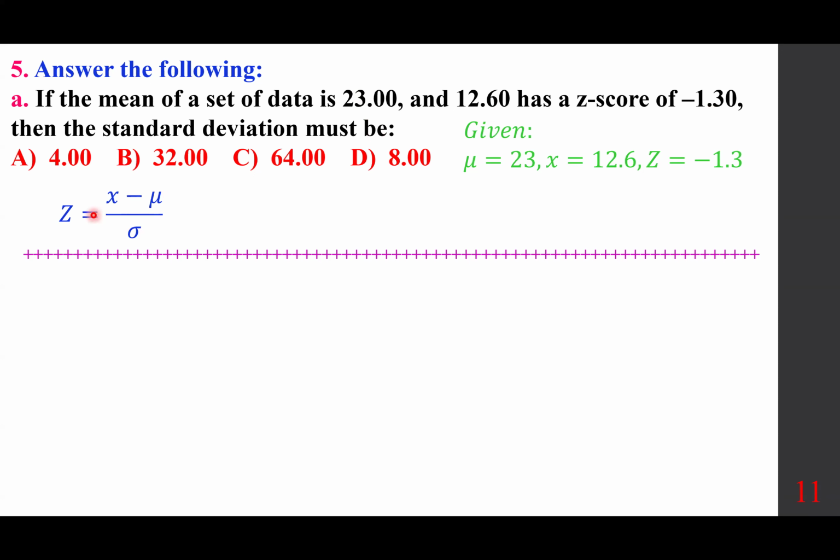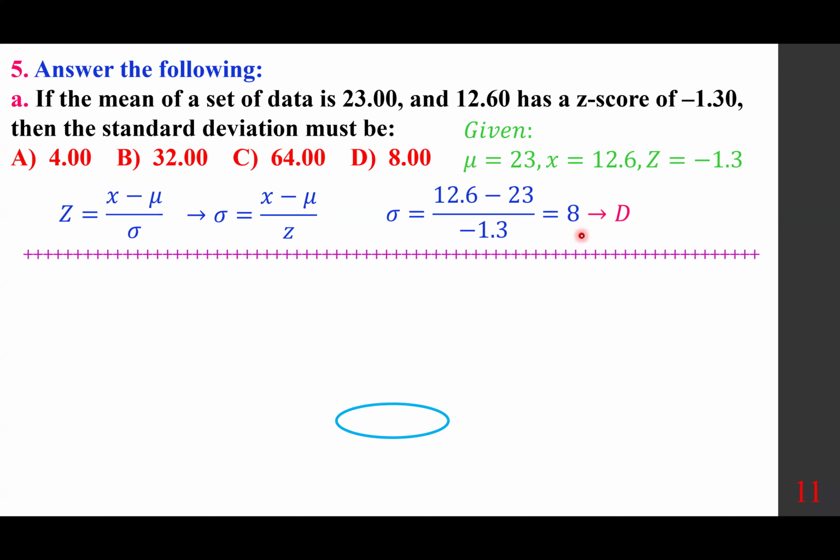And you can do the cross product, or you may notice when you have a case like that, you can interchange. You put the sigma here, z here, and now plug in. That's why it's important to write the given. X minus mu, 12.6 minus 23 over z, which is negative 1.3, and that results in 8. Therefore, the answer is D. So you answer with justification.